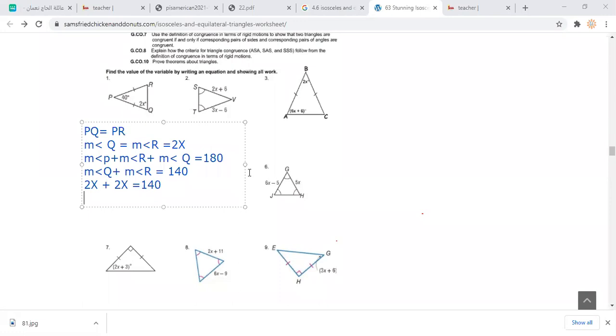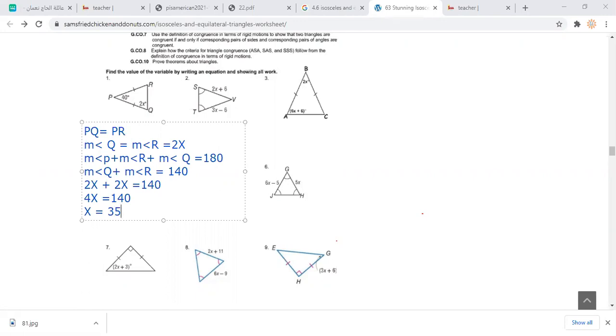Sama? 2x plus 2x equals 140. Is this correct? Yes. Then what is the next step? So we have 4x equals 140. Then what is the value of x now? Divide by 4 on both sides, so x equals 35. Okay, so x equals 35.